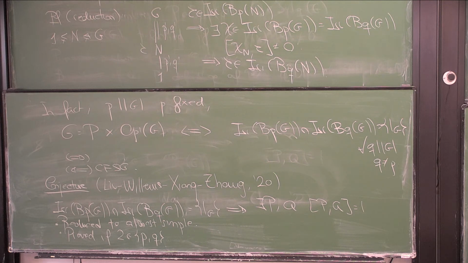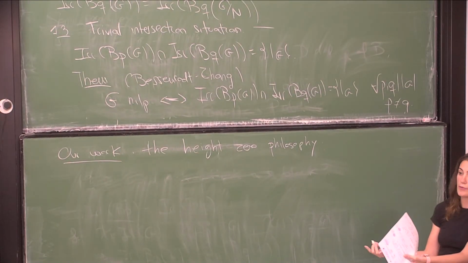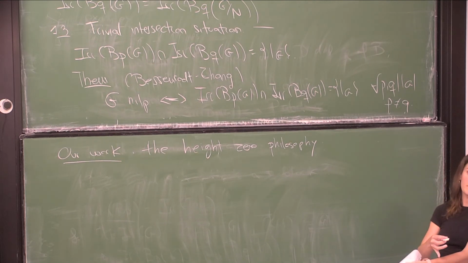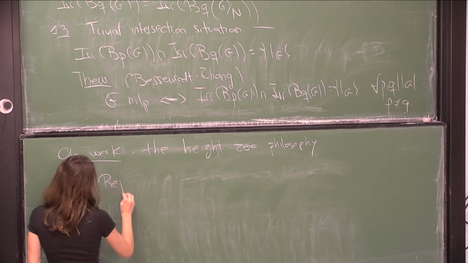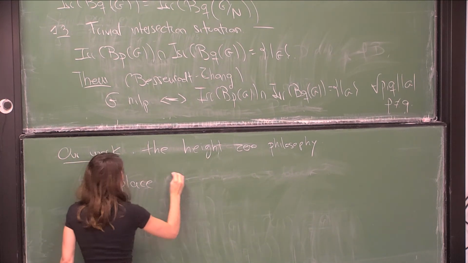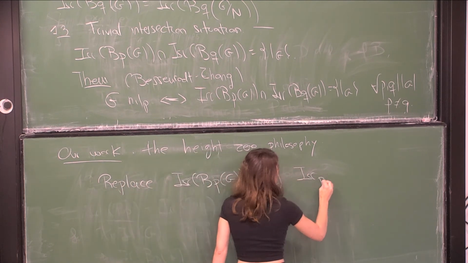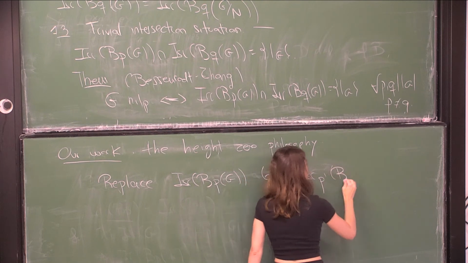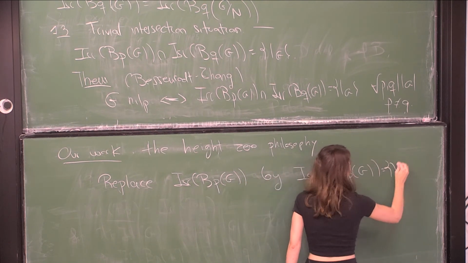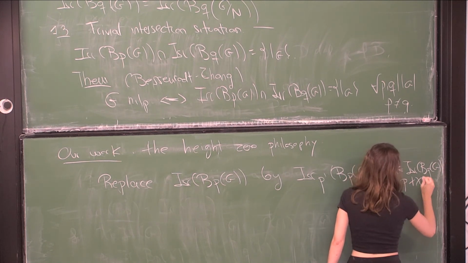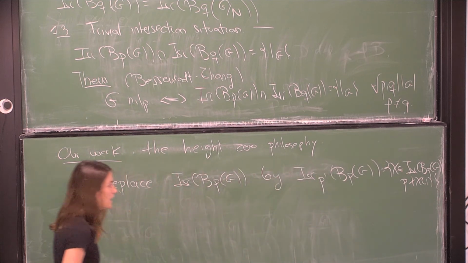So what is the height zero philosophy? Well, this is Amelia and Gabriel, and it says that basically we can replace, in all the examples that I mentioned before, the set of irreducible characters in the principal P block of G by those of height zero, which are the characters of degree not divisible by P. So these are the characters in the principal block of degree not divisible by P.